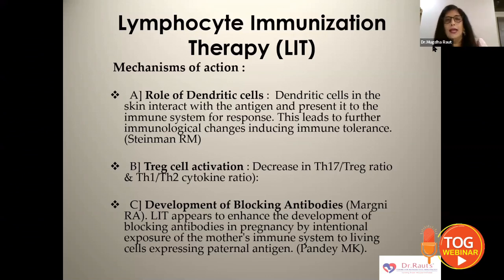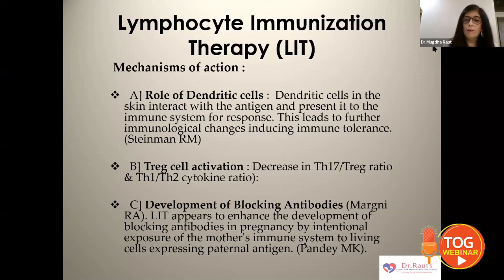So how does LIT or lymphocyte immunization therapy act? According to Steinman, the dendritic cells in the skin interact with the antigen and present it to the immune system for response. This leads to further immunological changes, inducing immune tolerance. Also, there is an activation of the Treg cells, where there is a decrease in the Th17/Treg cell ratio and the Th1/Th2 cytokine ratio.